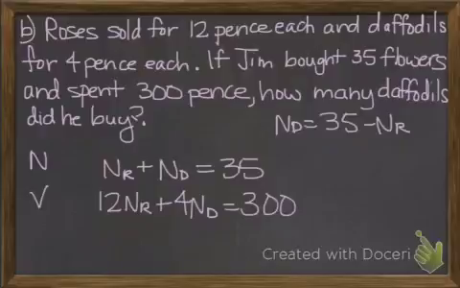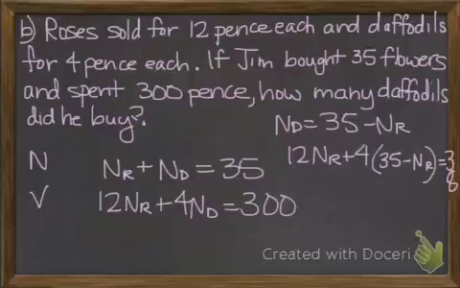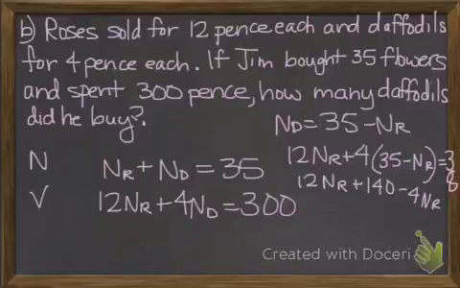So this one I'm going to solve using substitution. So number of daffodils is 35 minus n sub r, and I'll plug that into the second equation. So 12 n sub r plus 4 times 35 minus n sub r equals 300. When I distribute that 4 to the 35, 4 times 35 is 140, minus 4 n sub r equals 300.